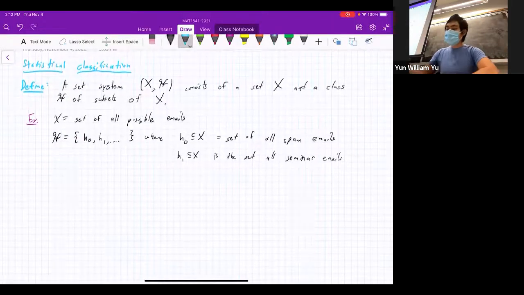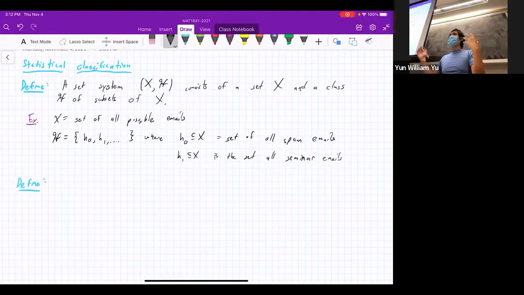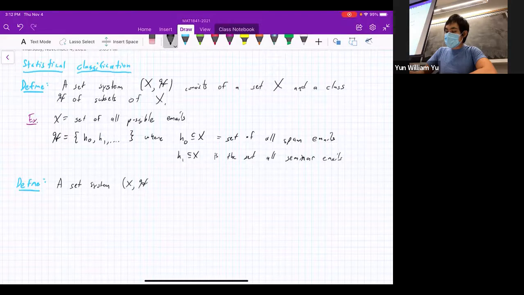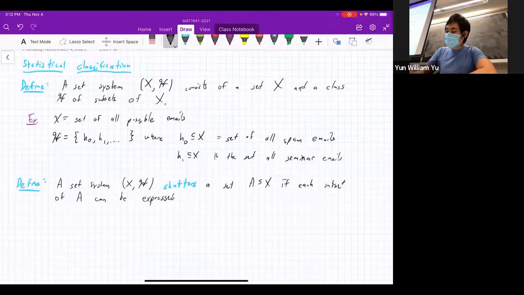depending on how you want to do your classifications. So now, once we've done that, we have a set system. We can define what this set system is able to tell you. We're going to do this by saying that the set system X, H shatters a set A contained in X, if each subset of A can be expressed as A intersect H for some H in our class of concepts.